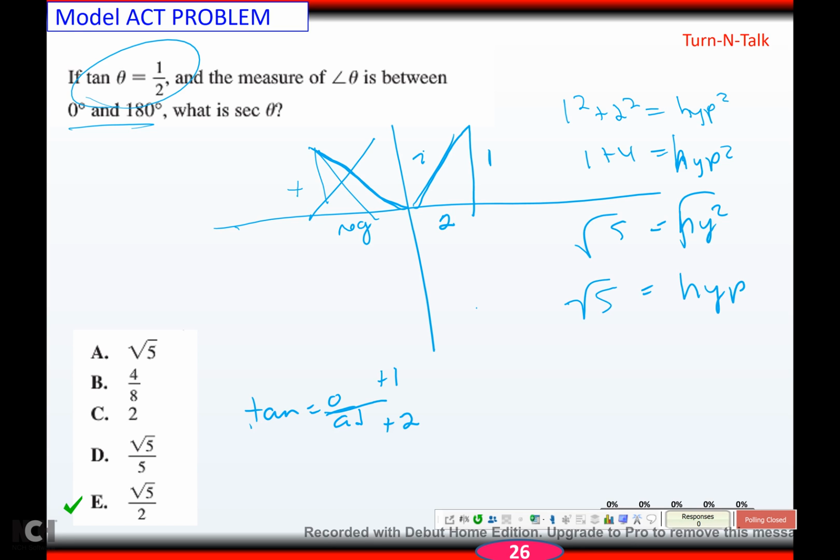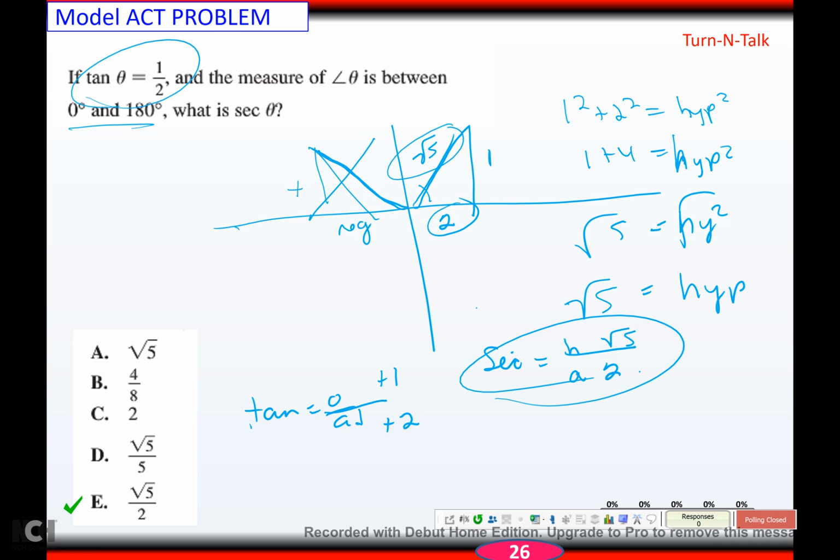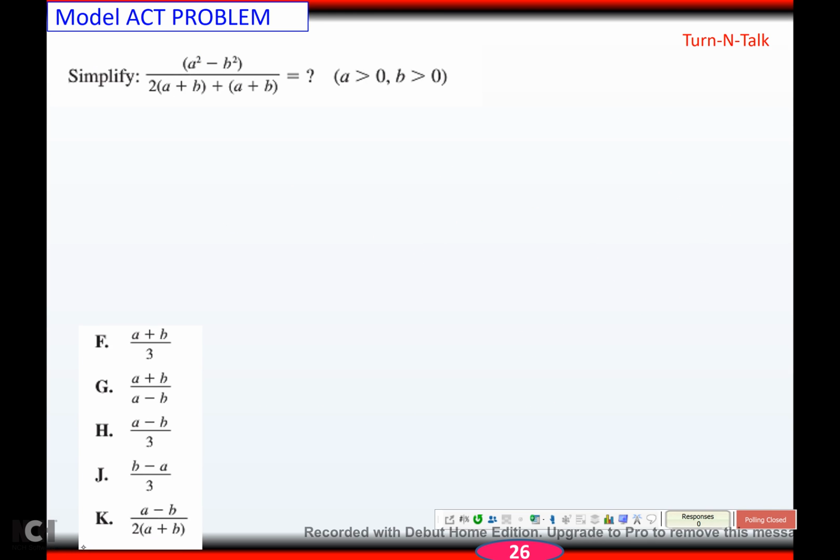Okay, so now they want secant. Well, secant is reciprocal to cosine. Cosine is adjacent over hypotenuse, so secant is hypotenuse over adjacent. So my hypotenuse is the square root of 5, and adjacent to me is 2. Done. Yeah? Alright, try this one. Hit pause. Come back when you're ready.